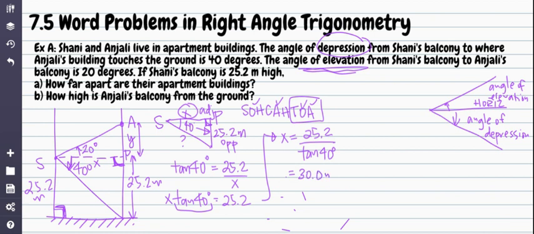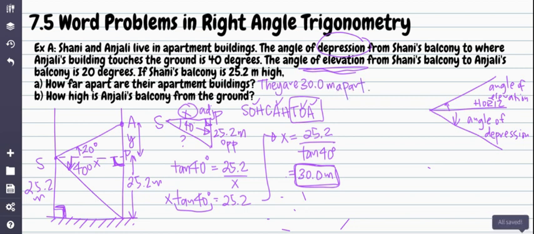30.0 meters. Now, usually we round to 1 decimal place for distances, so that's why I've rounded to 1 decimal place here. Okay, so how far apart are their apartment buildings? They are 30.0 meters apart.